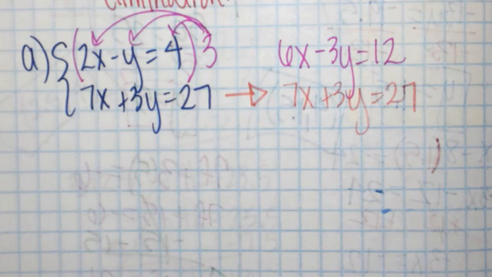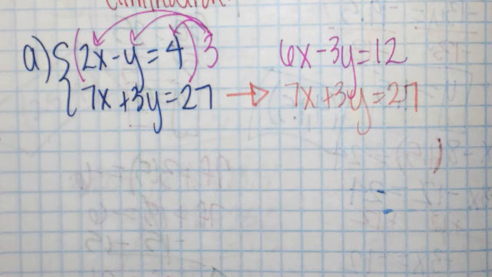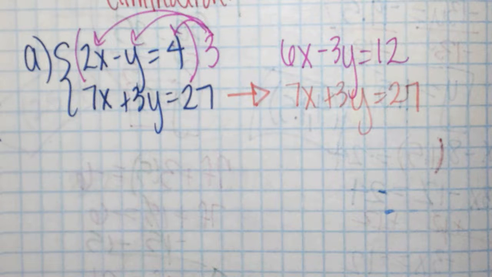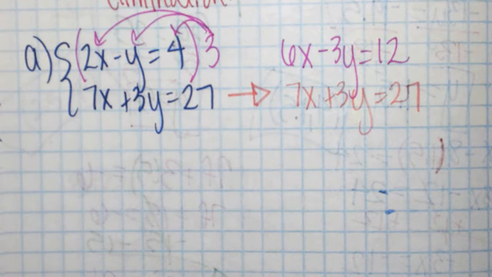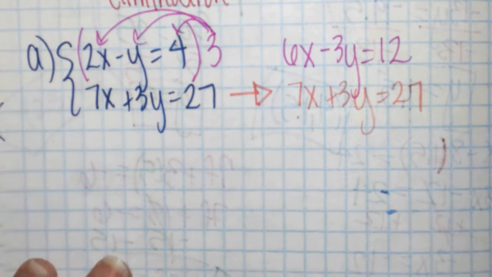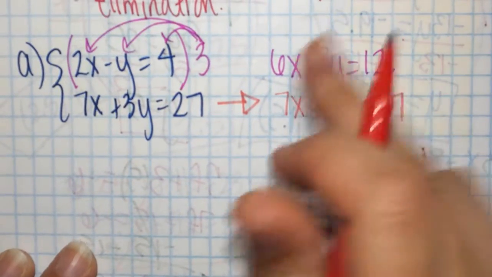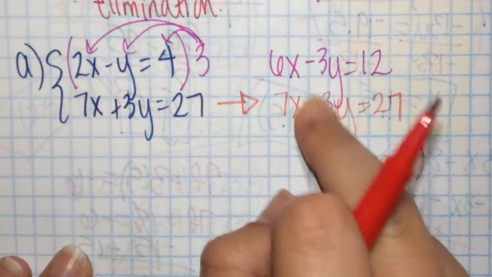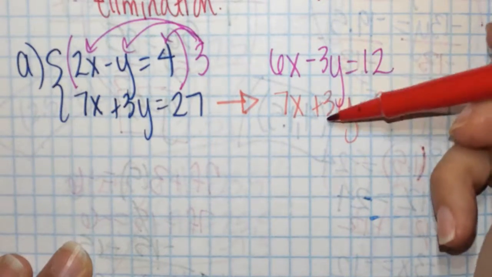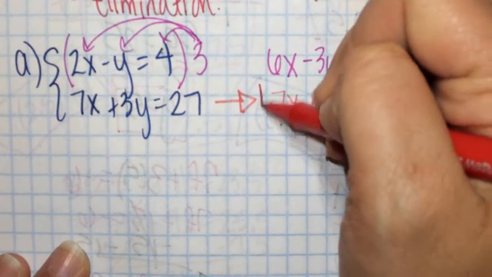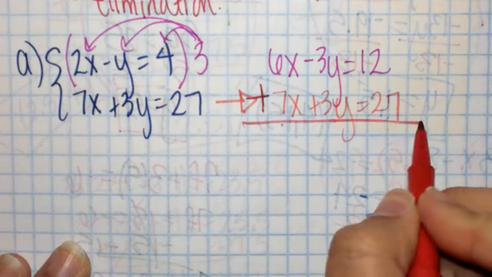Now tell me, are we going to add or subtract? Who votes add? Who votes subtract? Okay, you have to vote. Perfect. Alright, so we're going to add because we have opposite signs. So when you have opposite signs and the same number, you add straight down.